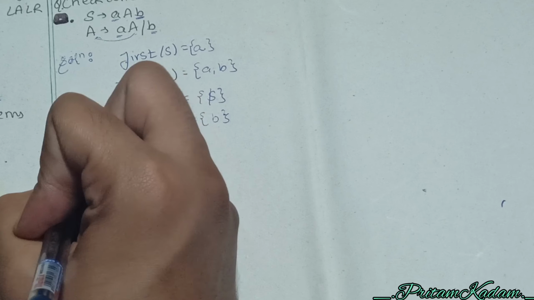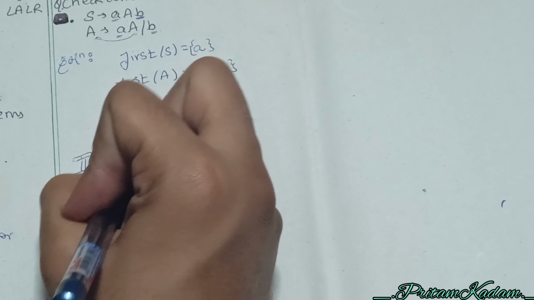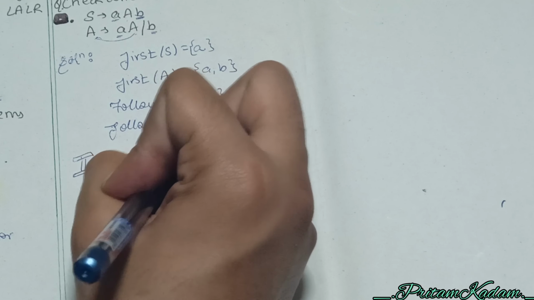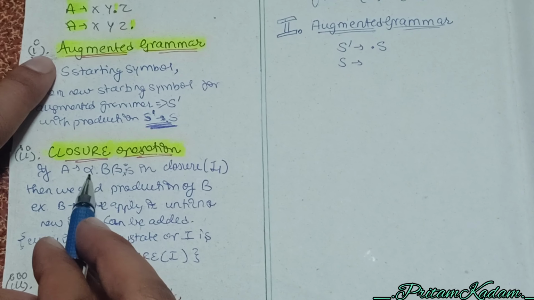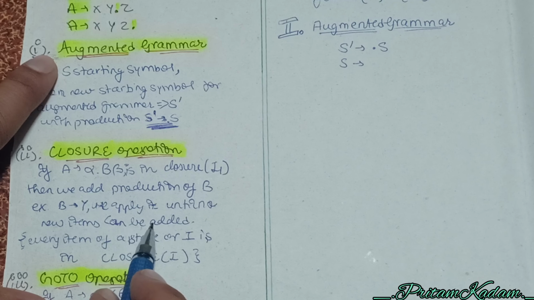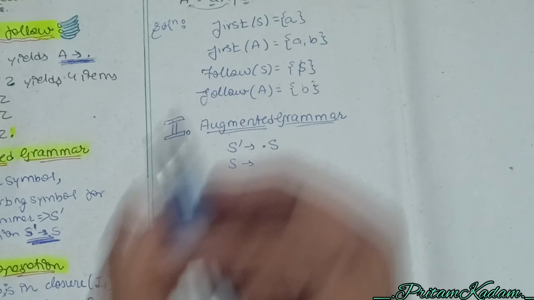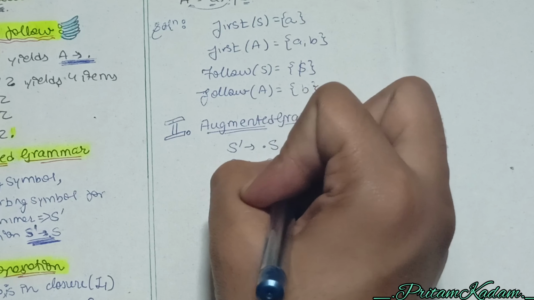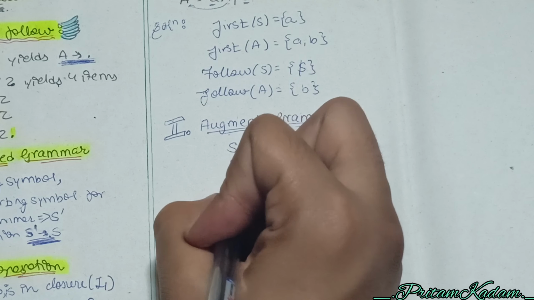First of all, we will write the augmented grammar. So first of all, step 1, augmented grammar, and whatever the starting symbol, we will write that dash. So here it was S, so I will write S dash, which gives S, the starting symbol. Okay, now we have to write the dot before it, like that. Okay, now we have to write the productions of all those, that is the closure part. Okay, and the goto part, we will see that in the next step.